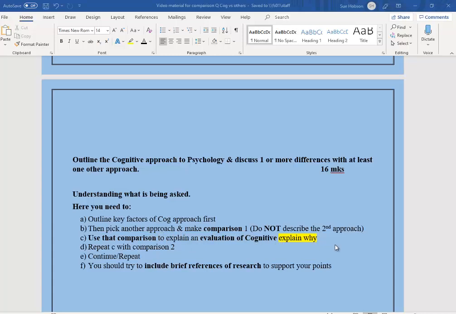Do not describe the second approach. They don't want that. It's not a full description of the second approach, but what you're trying to do is use that comparison point with the two approaches to explain an evaluation of the cognitive approach, making sure you're explaining why the particular point is good or bad for the cognitive approach. And then you just continue in that same way, repeat with comparison 2, etc. You should also be trying to, wherever you can, bring in some references of research.